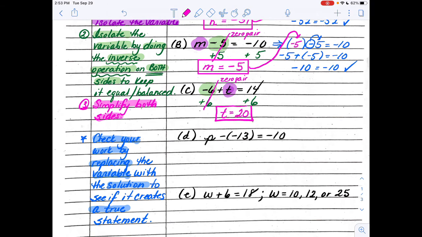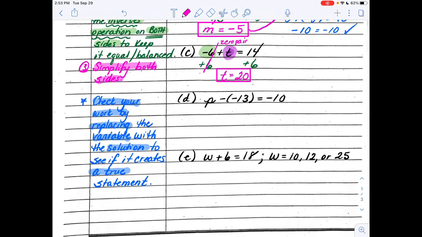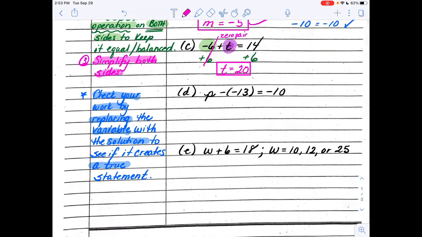Now again, I know you can go ahead and see that that answer is probably 20 on your own, but I said you do not tell me ever I did it in my head. You are learning the actual mathematical process of isolating a variable. Now let's go ahead and look at D.